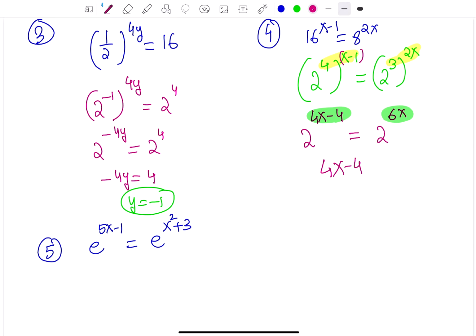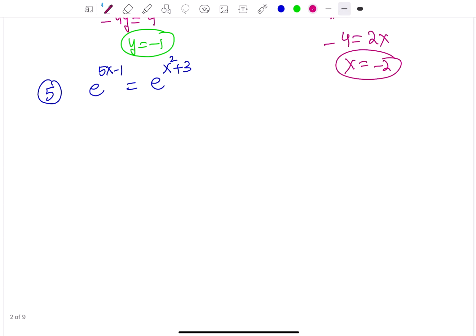So 4x minus 4 equals 6x. Let's go ahead and isolate the x here. Subtract 4x from both sides. x comes out to be -2. So x in this case is -2, and that's going to be the value of x that makes both left and right hand side equal.